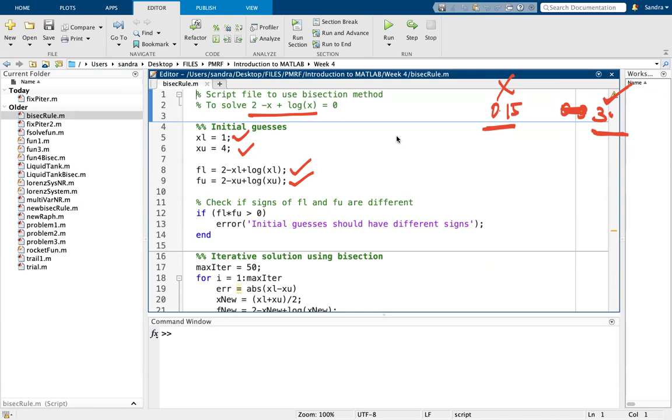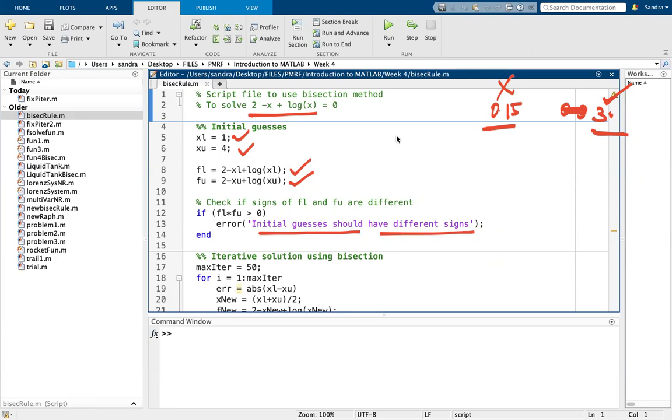Now I have to ensure whether the signs are opposite. For that, you just multiply both function values. If it is greater than 0, it means that the signs are the same. That's not what we want. So if this is the condition, we display an error message. What is the error message? Initial guesses should have different signs.